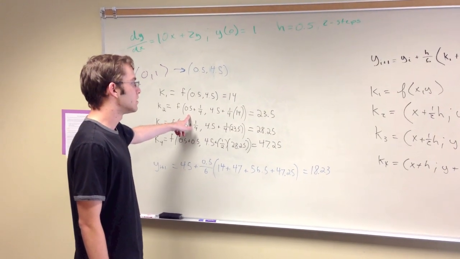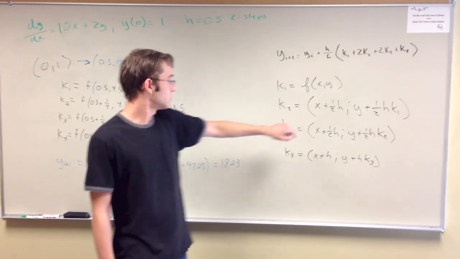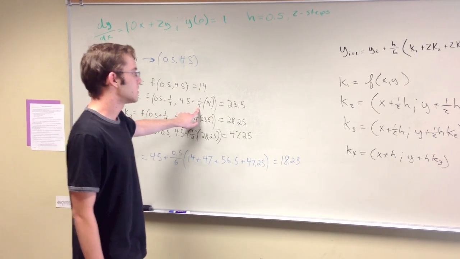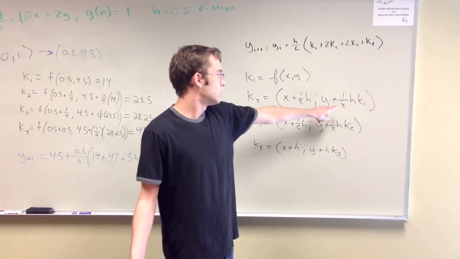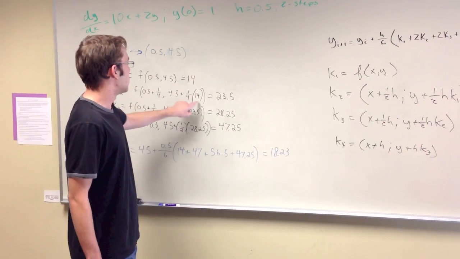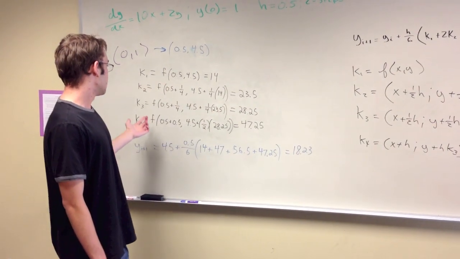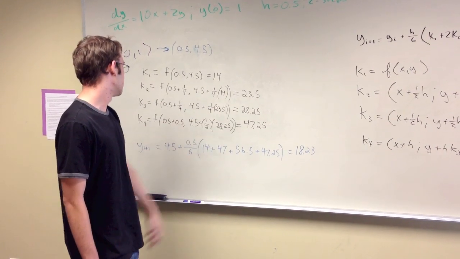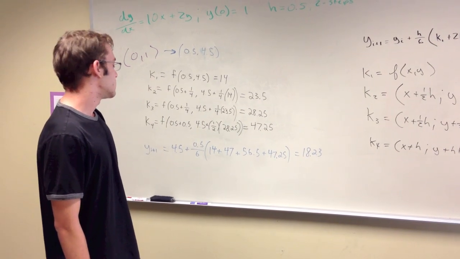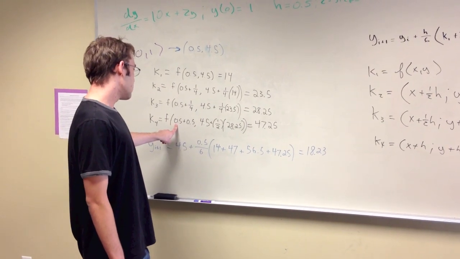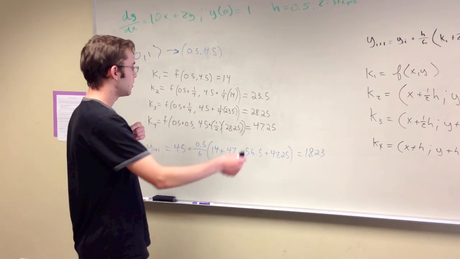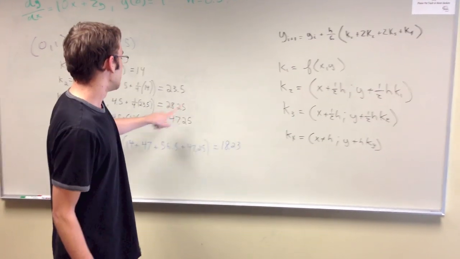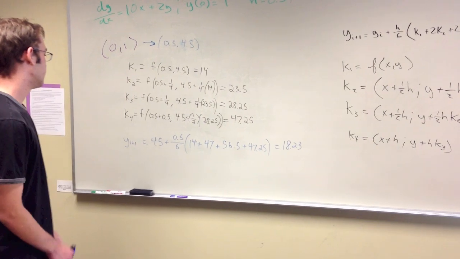For K2, we're going to take that point plus half of our step size, the 0.25, and for the y component, we're going to have our 4.5 plus half the step size, a fourth, times our K1, so we bring the K1 value in. Similarly, K3, same thing, except we're going to be pulling in K2 instead of K1. Finally, with K4, we're just going to be pulling in our x value plus our step size, so at the conclusion of this step, our y value is 4.5, again, plus our step size, times K3, 47.25.